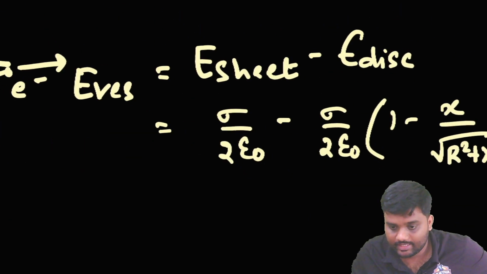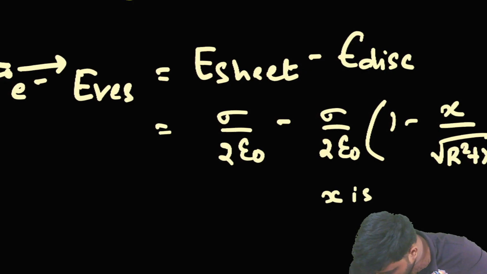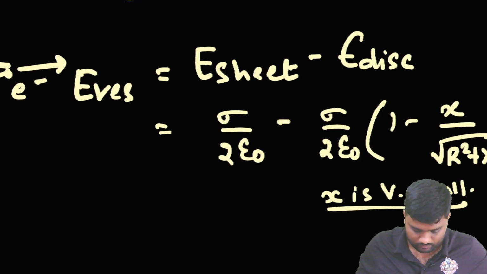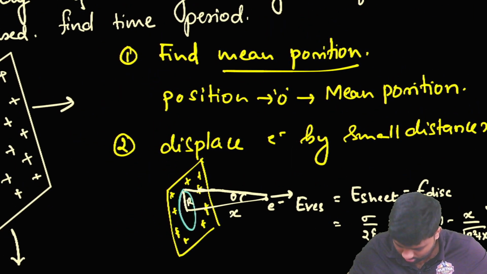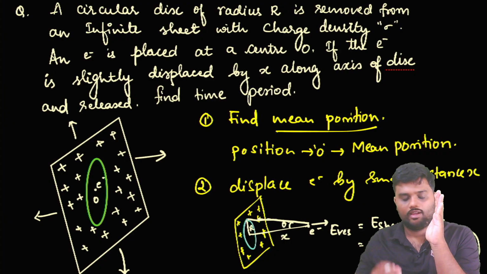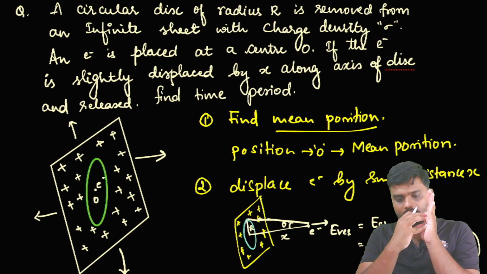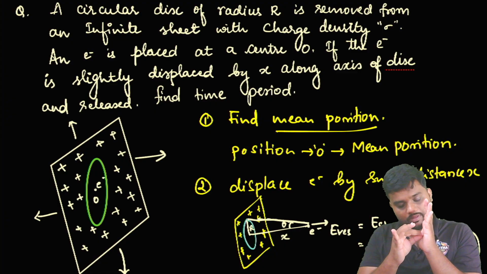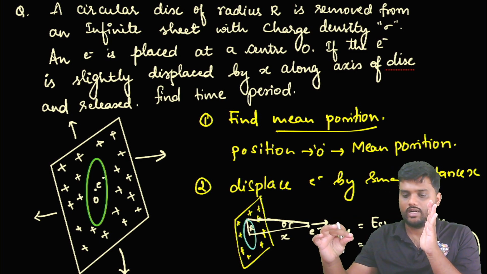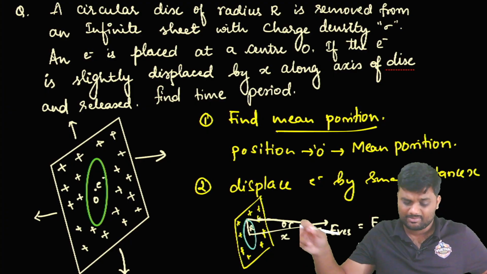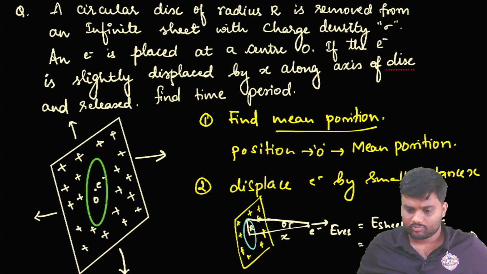Here they are saying x is very small. x is very small now. ಇವಾಗ ಏನಾಗಿದೆ, ಒಂದು ಸೋ ಕಾಲ್ಡ್ ಇನ್ಫೈನೈಟ್ ಶೀಟ್ ಇದೆ, ಅದ್ರ ಮಧ್ಯದಿಂದ ಡಿಸ್ಕ್ ಅನ್ನ ಅವ್ರು ರಿಮೂವ್ ಮಾಡಿದ್ದಾರೆ, ಹೌದಾ? ಇನ್ ದಿಸ್ ಪರ್ಟಿಕ್ಯುಲರ್ ಪಾಯಿಂಟ್ ಓ ಎಲೆಕ್ಟ್ರಾನ್ ಇದೆ, ಆ ಎಲೆಕ್ಟ್ರಾನ್ ನ ಒಂದಷ್ಟು ದೂರ ಡಿಸ್ಪ್ಲೇಸ್ ಮಾಡಿದ್ಮೇಲೆ ಅದು ಬರುತ್ತೆ, ಒಂದಷ್ಟು ದೂರ ಹೋಗುತ್ತೆ, ಬರುತ್ತೆ, ಹೋಗುತ್ತೆ. It started doing oscillation, right?